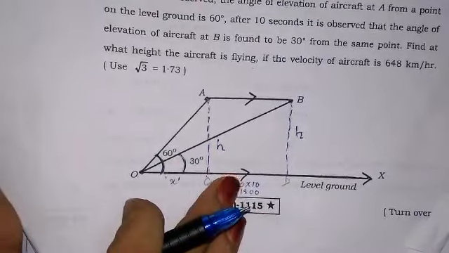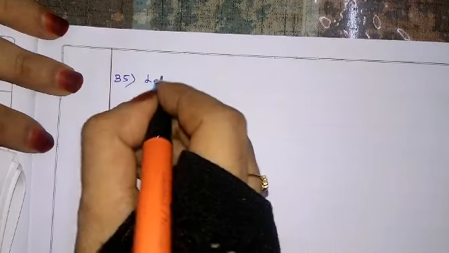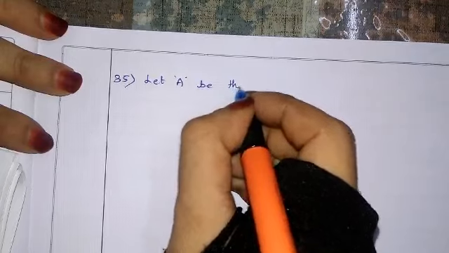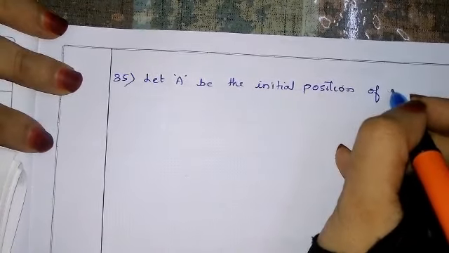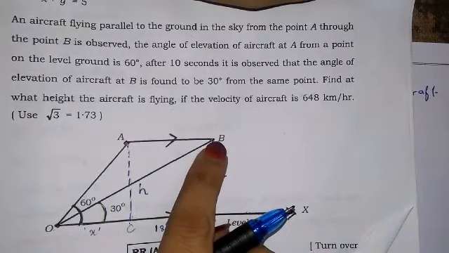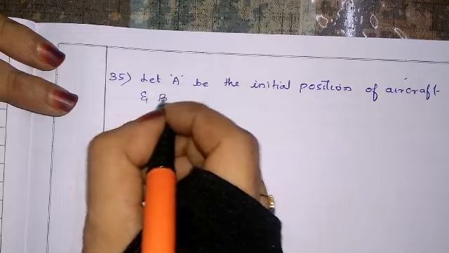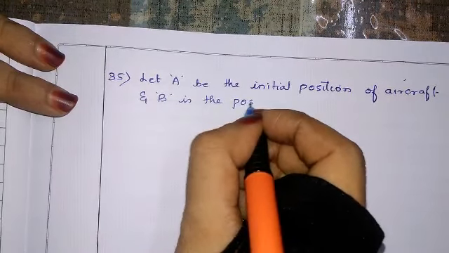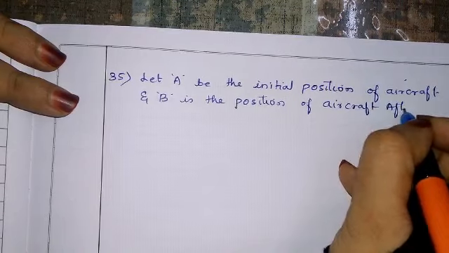Okay, let me write. Question number 35. Let A be the initial position of the aircraft, and B is the position of the aircraft after 10 seconds.